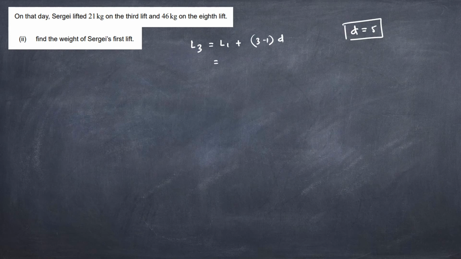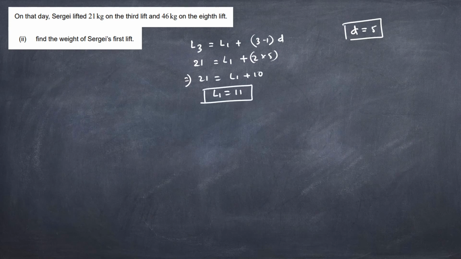So the value of L3 is 21. So 21 equals L1 plus 2 into 5, since we have already found the value of d. So 21 equals L1 plus 10. So L1 comes out to be 11. So the first lift was for 11 kg. So this is the answer to this question.